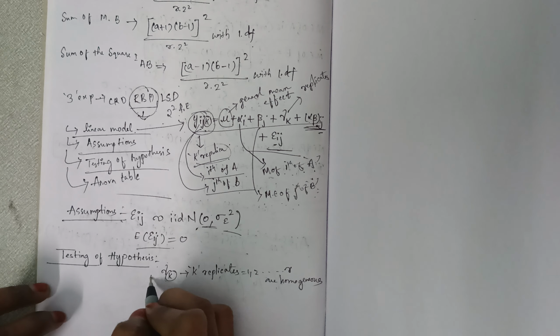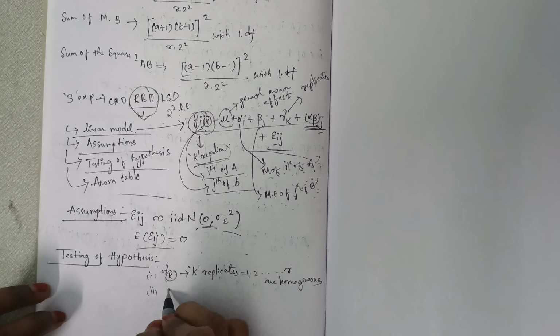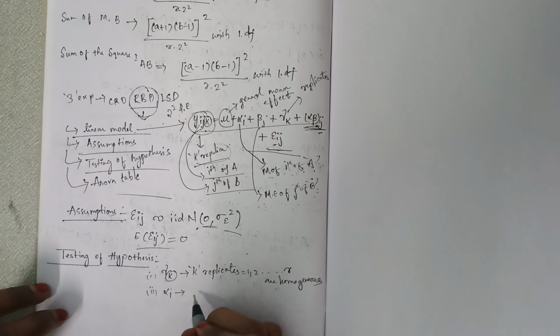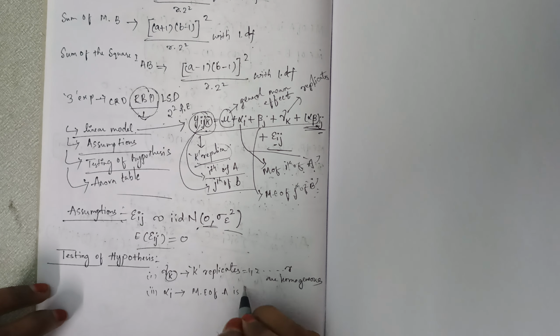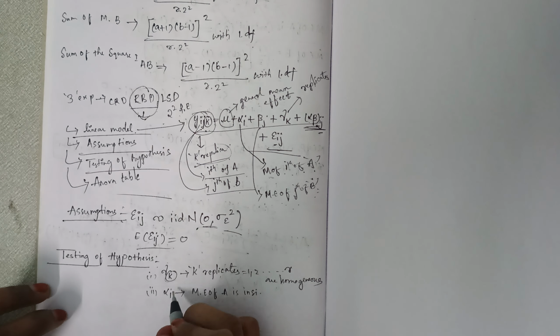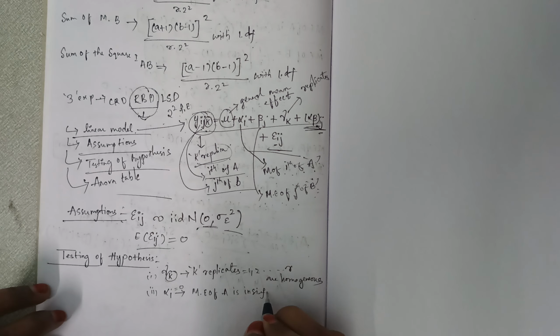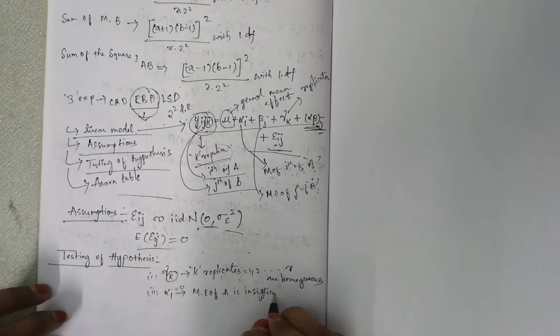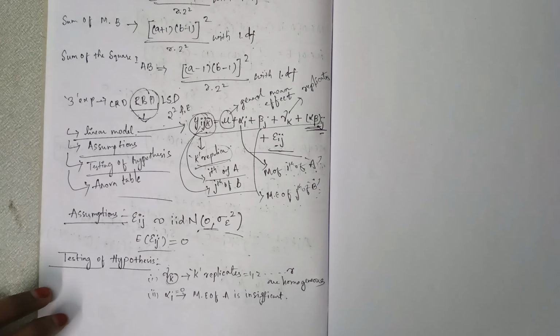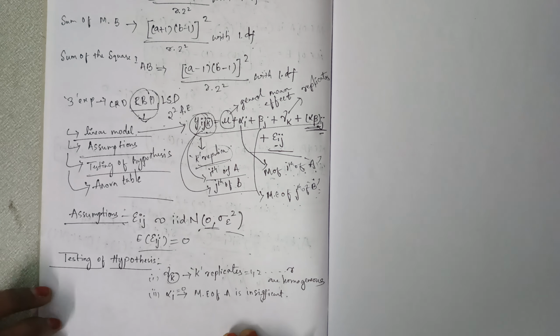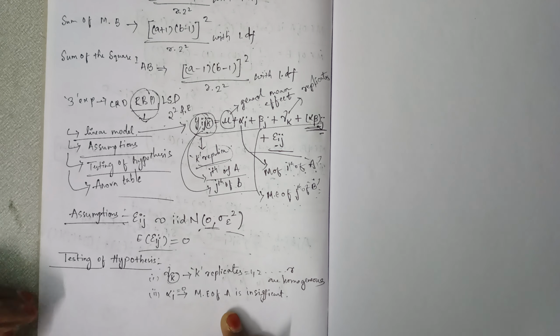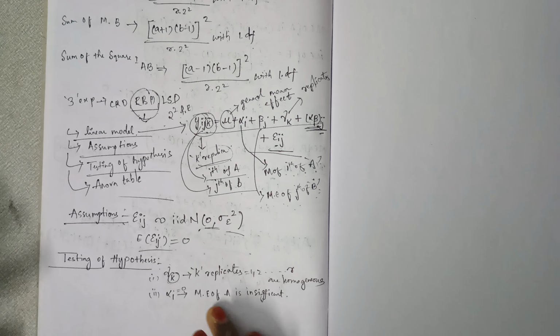Another testing of hypothesis is alpha i, which is nothing but the main effect of A. The main effect of A is insignificant, which is equal to 0. There is no significant difference between the main effect of A in different levels.